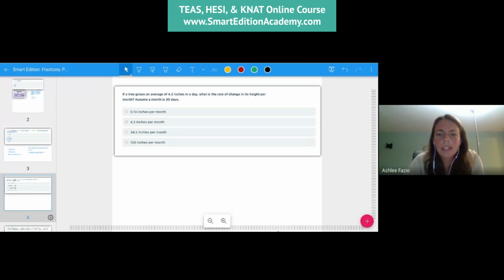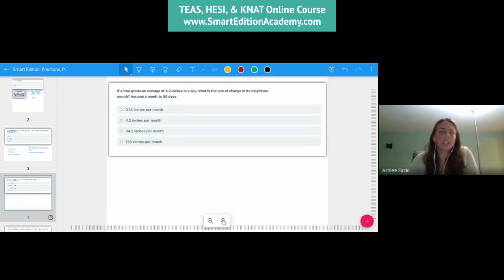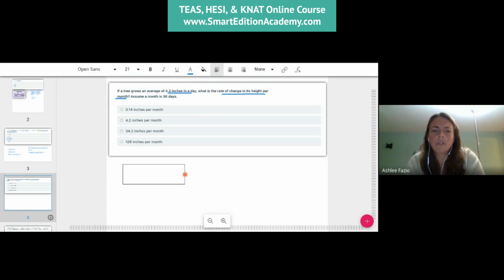All right, so let's move on to our next question. It says, if a tree grows an average of 4.2 inches a day, what is the rate of change in its height per month? Okay, and we're assuming a month is 30 days. So again, I'm just going to jot down the information we have, 4.2 inches a day. And then what we need to know is the rate of change in its height per month.